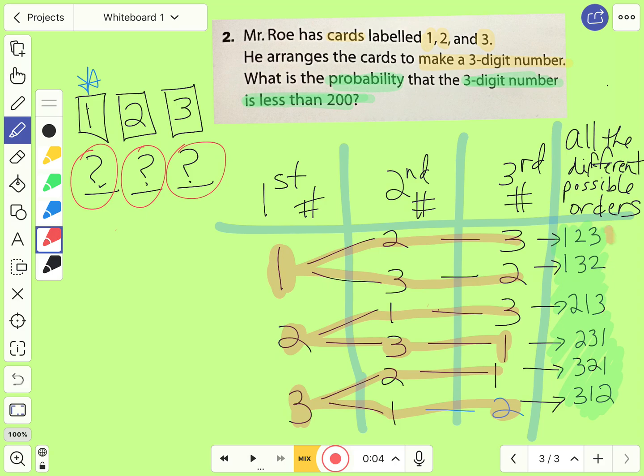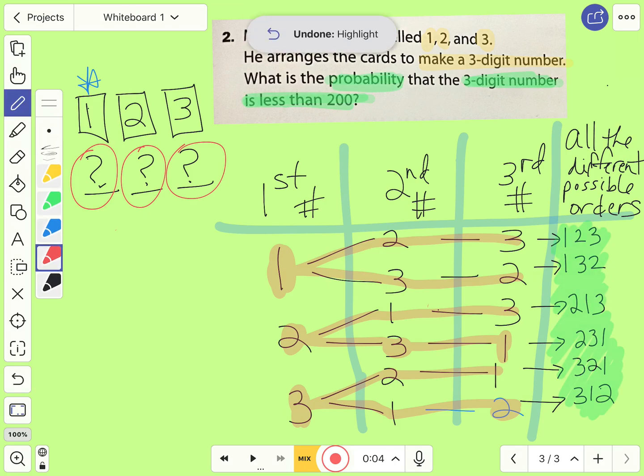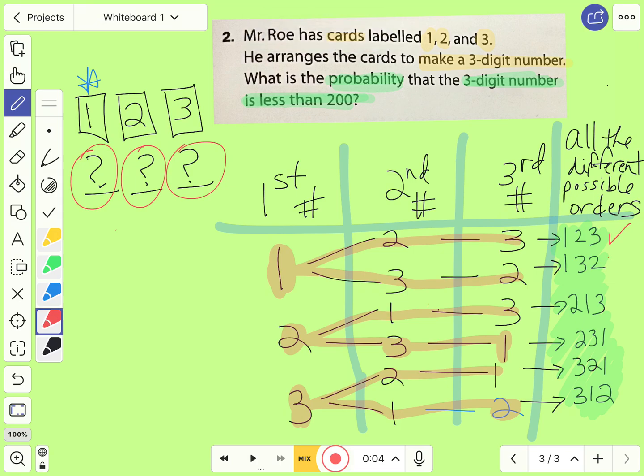123 is less than 200. 132 is less than 200. 213 is not less than 200. 231 is not less than 200. 321 not less than 200, and 312 not less than 200. So the only options are these two.